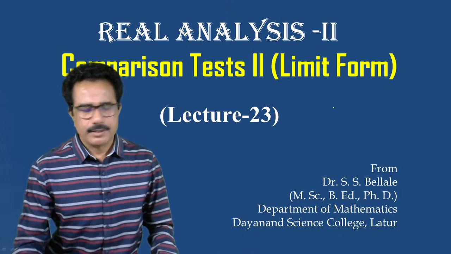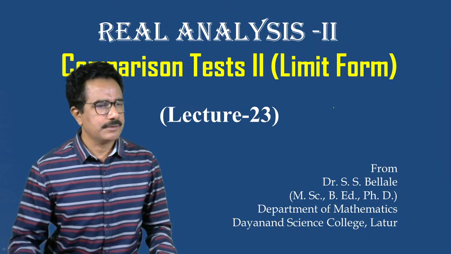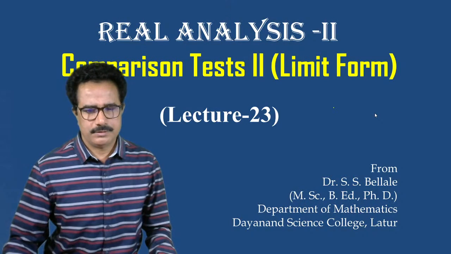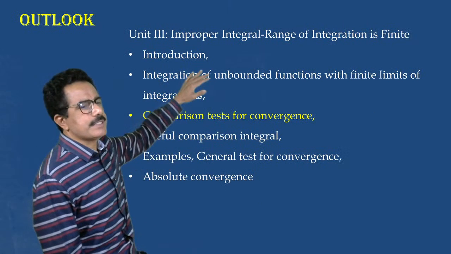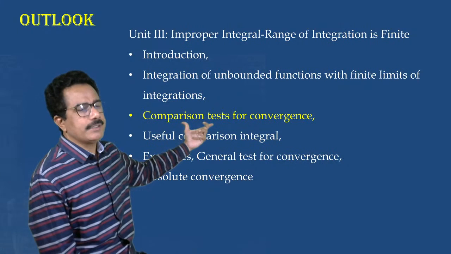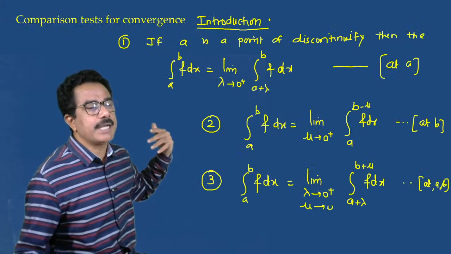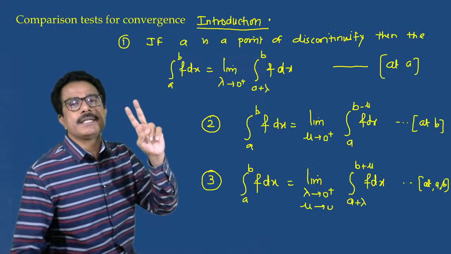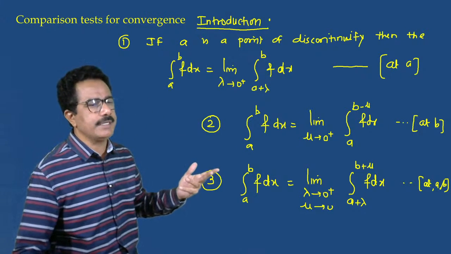ओके, ठीक आहे. आता आपण ह्याच्याकडे जाऊ. Okay, now see this, this is unit number 3 and we are here on comparison test for convergence. We have seen in the last lecture comparison test for convergence first. Today we shall discuss the second.